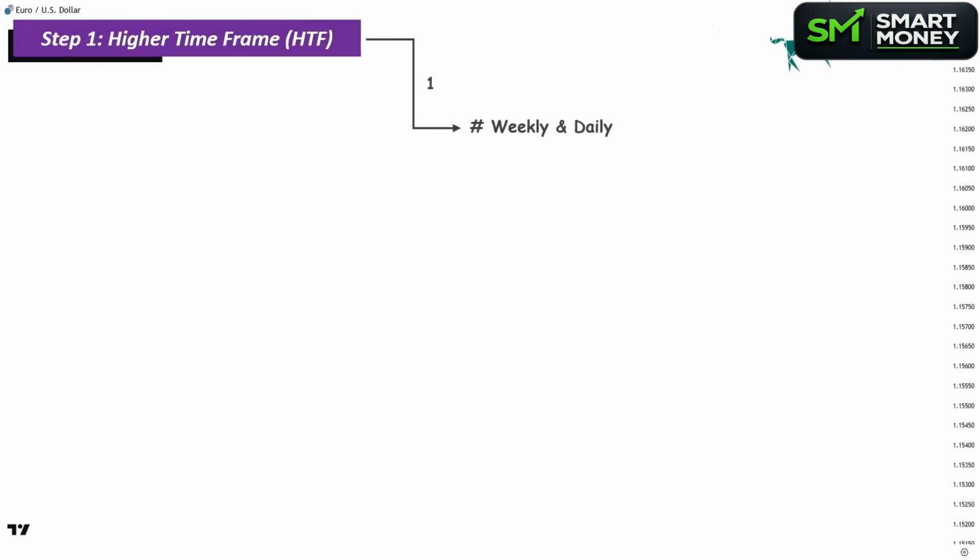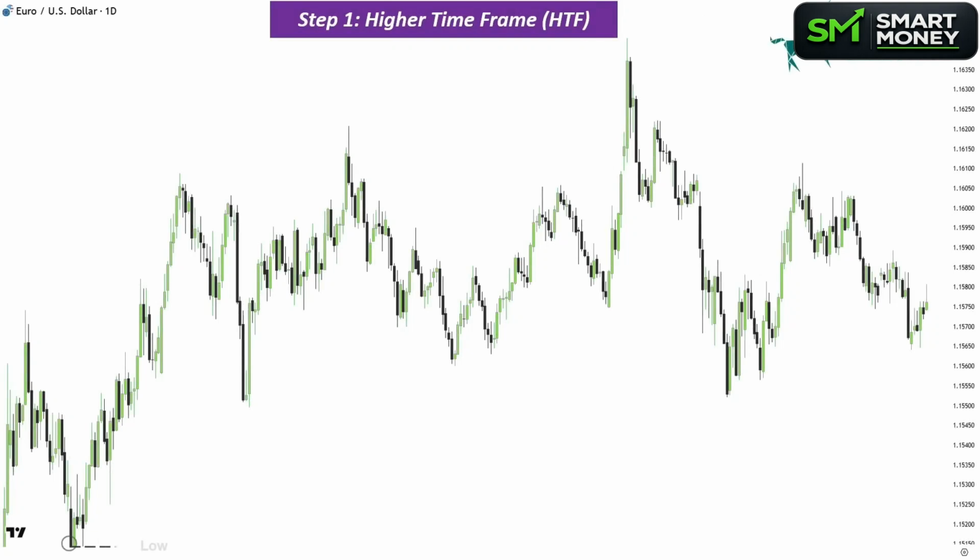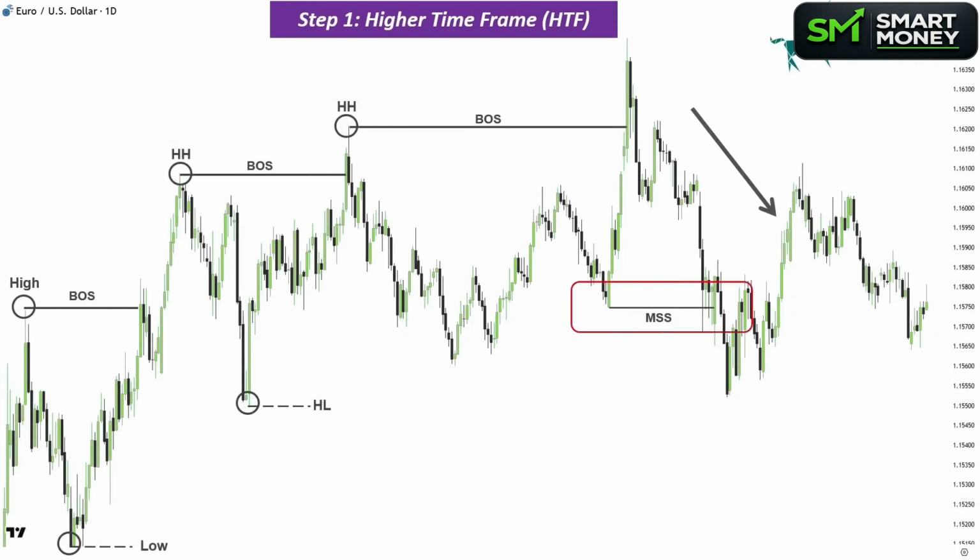Top-down analysis always starts with the higher time frame analysis. Before doing any detailed chart analysis, the first step is to focus on the daily or weekly time frame. These higher time frames provide a broader view of the market, helping us stay aligned with the bigger picture and on the right side of price action. The first thing we need to identify is the current dominant trend. Is price in an uptrend, a downtrend, or a range-bound condition? This helps us understand the overall direction of the market.